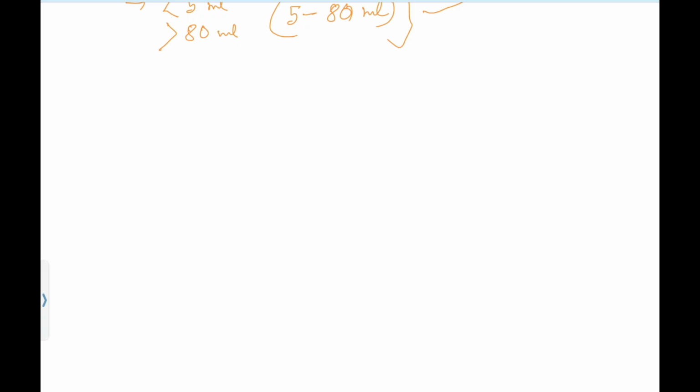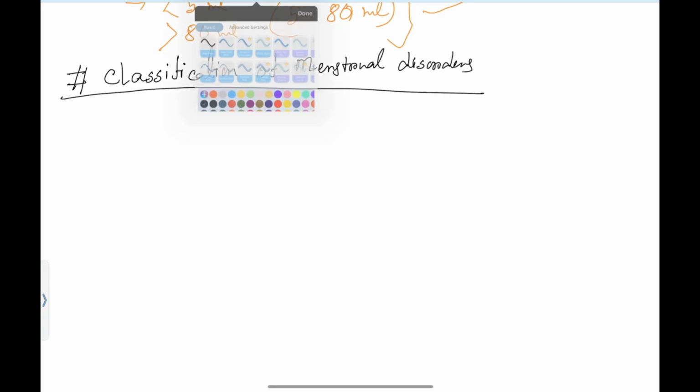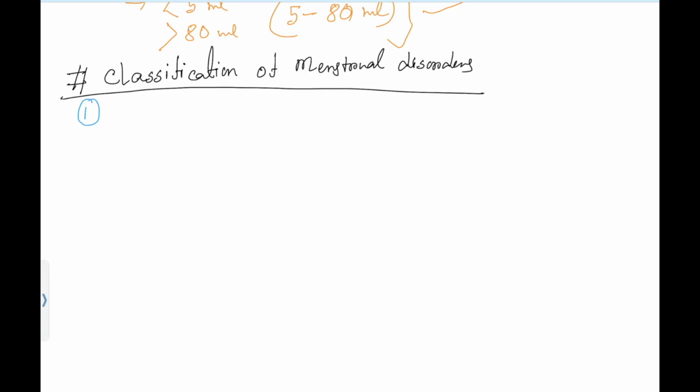We will classify them one by one. So the classification of menstrual disorder. The first classification of menstrual disorder is amenorrhea. Okay, what is amenorrhea? Amenorrhea means absence of bleeding. In every reproductive female, the normal interval is 28 days if the female is getting menstruation. But if any woman has an absence of menstruation, we will consider it as amenorrhea.